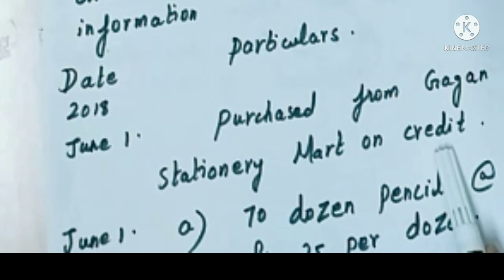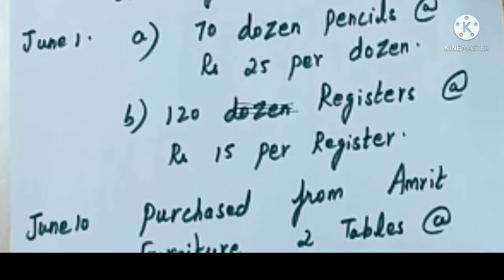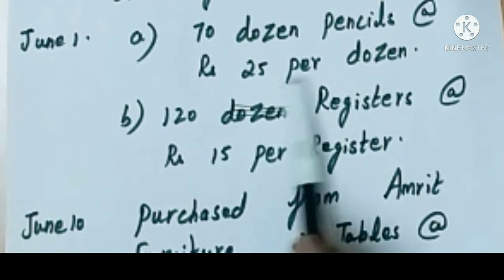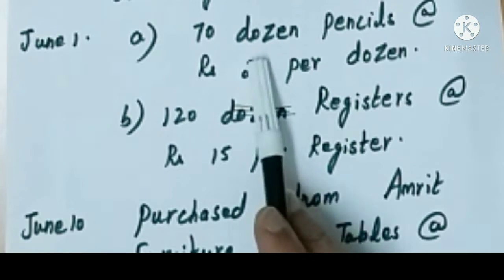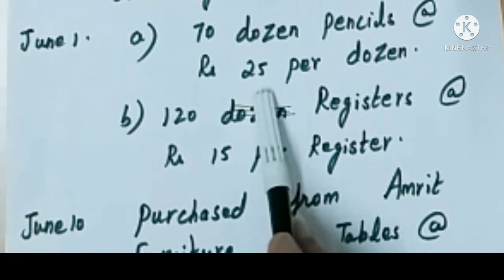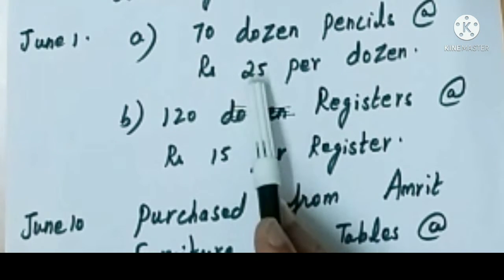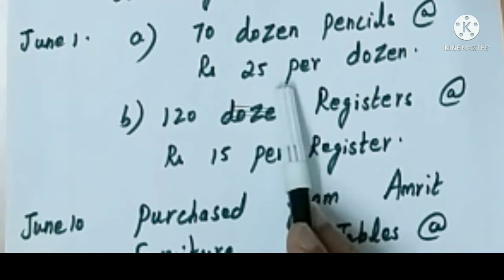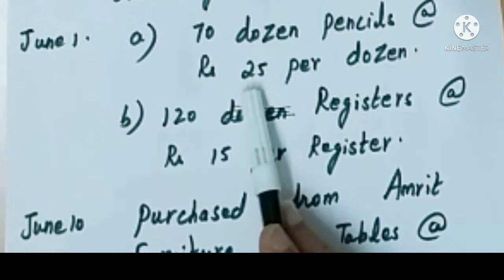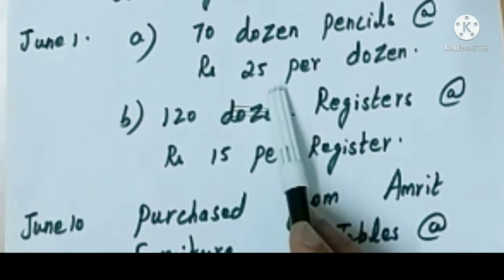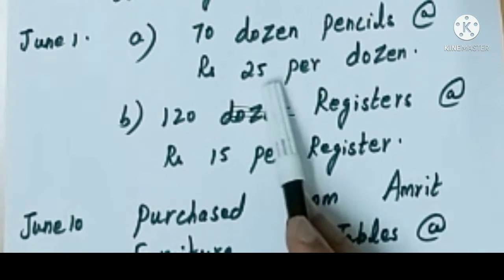So let's see how much they have purchased. They have purchased 70 dozen pencils at rupees 25 per dozen. This we have to record in purchase day book because they are purchasing. So while preparing purchase day book, we have to write 70 into 25 because each dozen costs rupees 25. So for 70 dozen pencils, how much does it cost? 70 into 25. This we have to record in purchase day book.